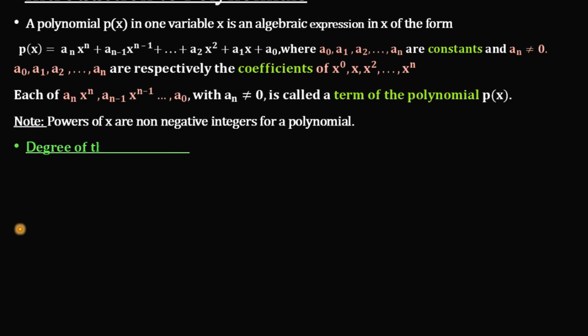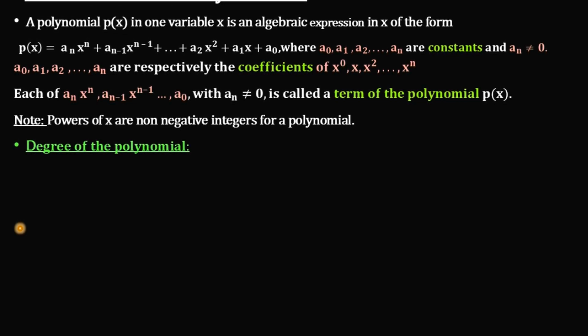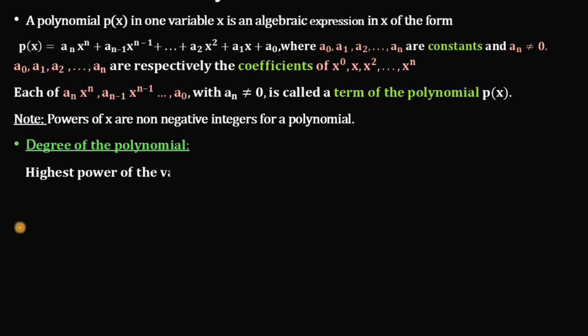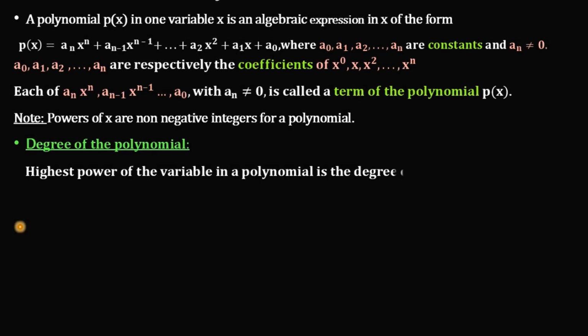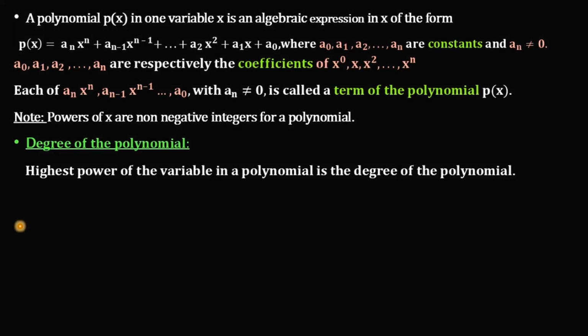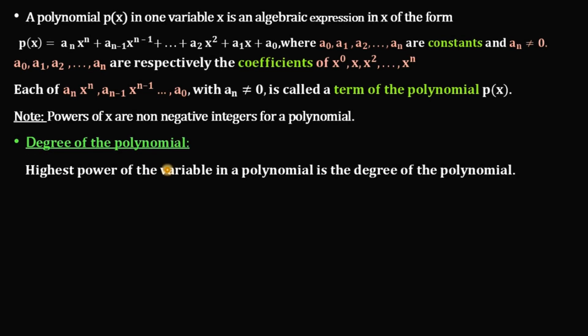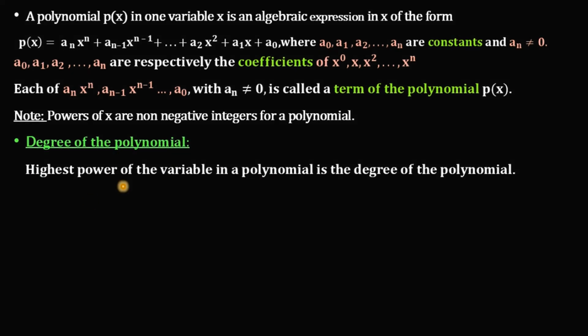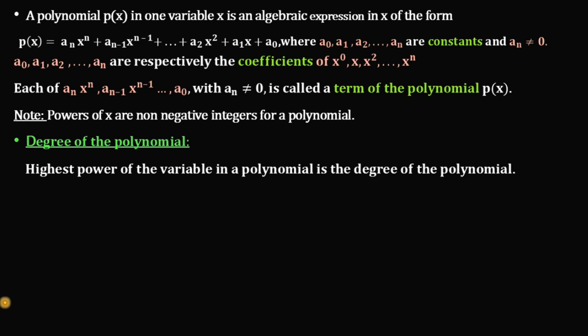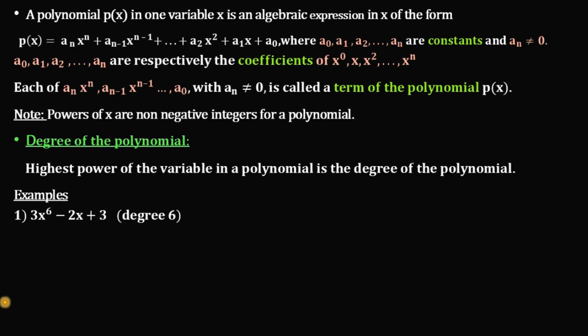Now, what is the degree of the polynomial? The degree of the polynomial is the highest power of the variable in the polynomial. Okay. The highest power of the variable in the polynomial is known as the degree of the polynomial. So, for example, what is the degree of this polynomial?